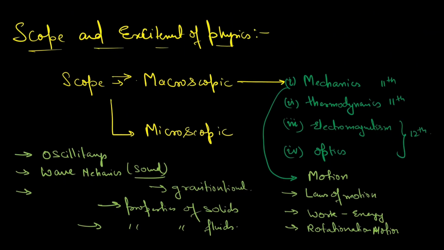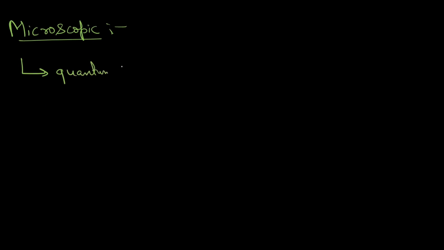Then microscopic we will check. What is the syllabus of microscopic? Microscopic has very little syllabus. In chemistry there are many things in microscopic, but in physics not that much, which is very interesting. And it is also advanced physics. Microscopic, we can say quantum physics.